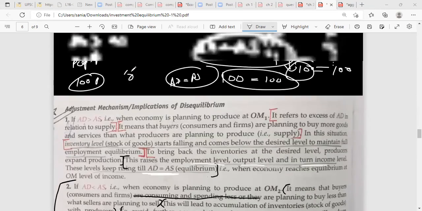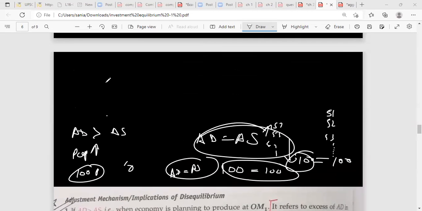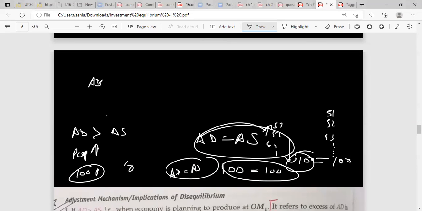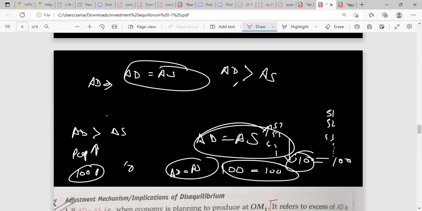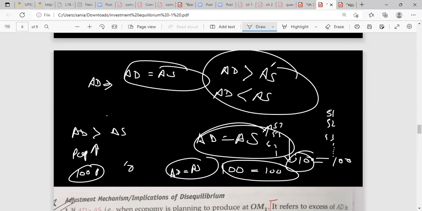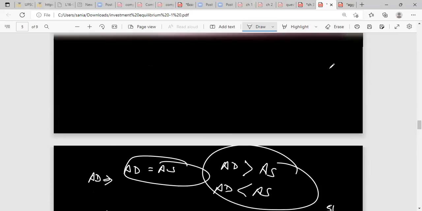Okay. Now, next thing, see. Over here, you already know that this is the situation that AD is equal to AS, right? What if AD is greater than AS or AD is less than AS? This can be the situation, yes or no? Yes, in the graph it can be.